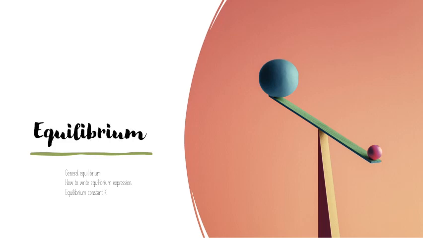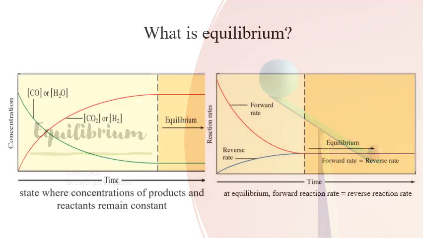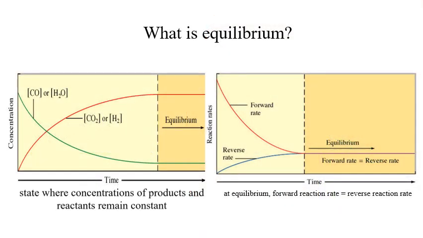In this video, we will explain general equilibrium, how to write equilibrium expression, and what is equilibrium constant K. For a reaction, an equilibrium stage is reached when the concentration of products and the reactant remain constant.